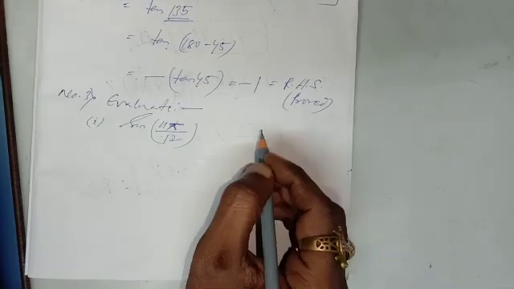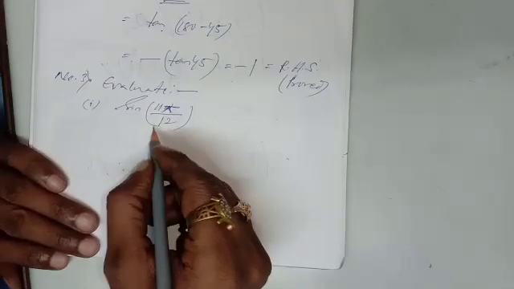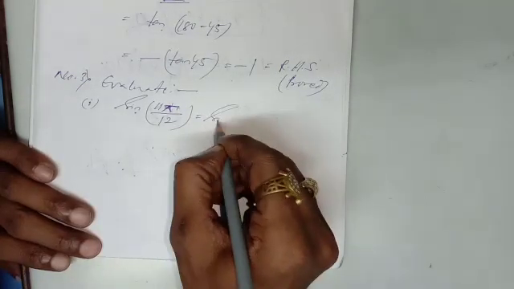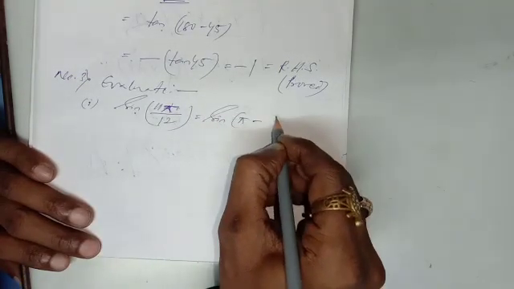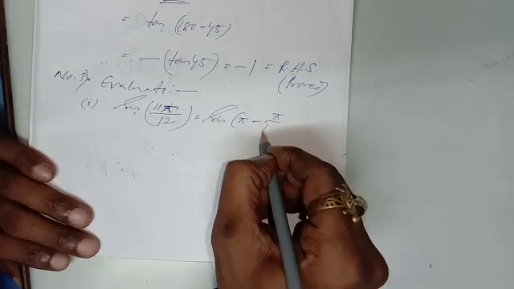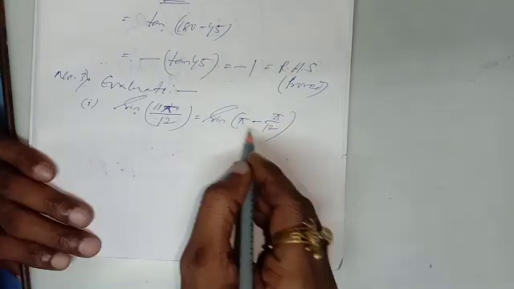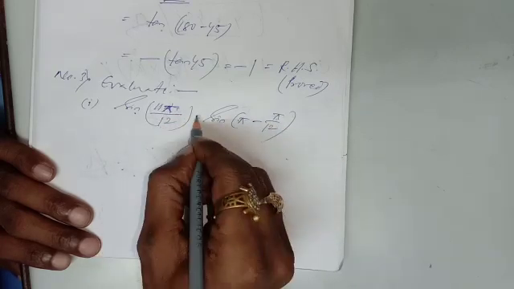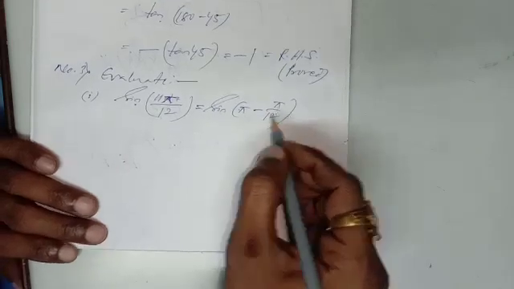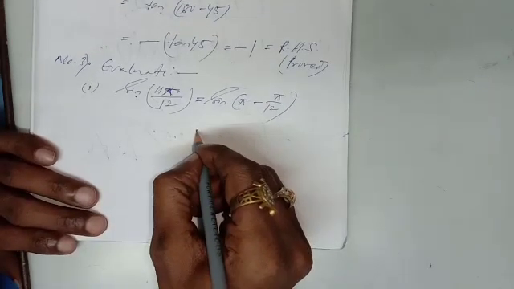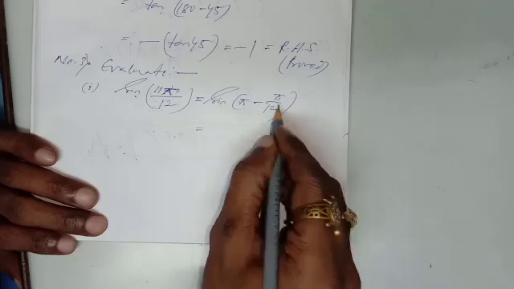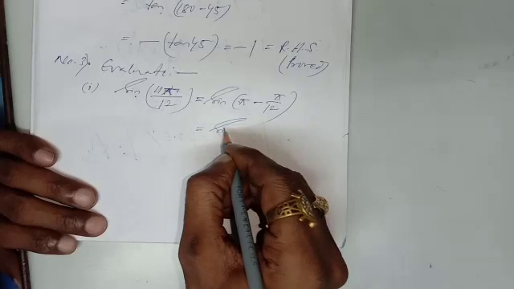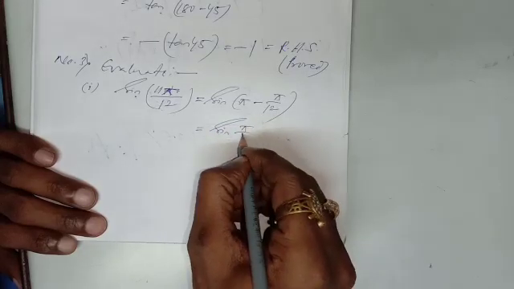Just see. Question number 3, evaluate sine 11 pi by 12. I can break it like this: sine pi minus pi by 12. If you take LCM, this will be 12 pi minus pi, that is 11 pi by 12. So I can write sine pi minus pi by 12. Sine pi minus theta, that is second quadrant, and sine pi minus theta is sine theta. So it is sine pi by 12.